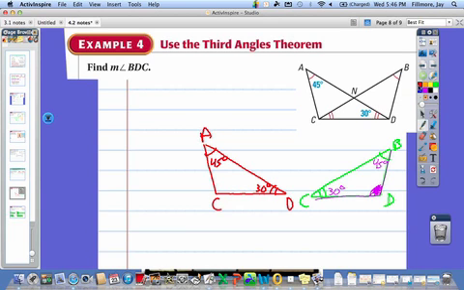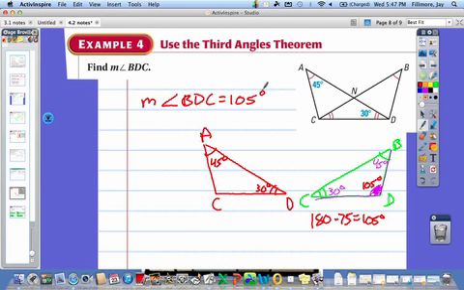Well, I know that all three of these should add to give us 180. So 45 plus 30 plus this missing angle should equal 180. Well, if I add these together, I get 75. So if I take 180 and subtract my 75, I end up with 105 left over. So this is 105 degrees. So the measure of angle BDC is 105 degrees.